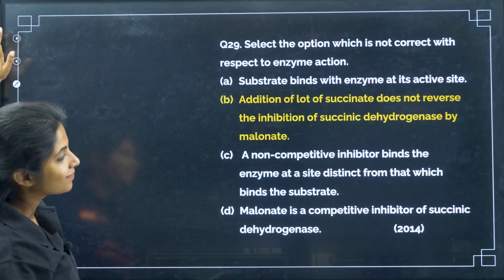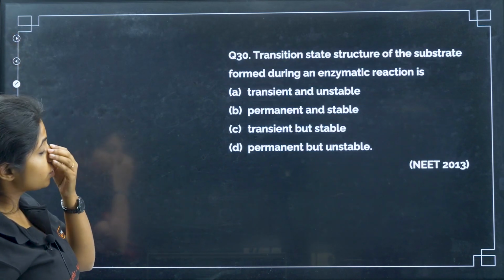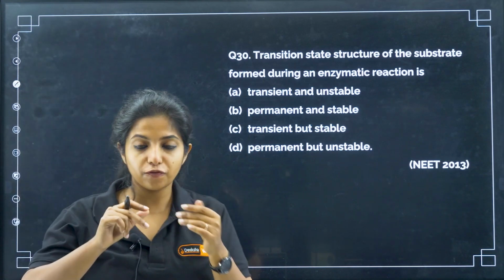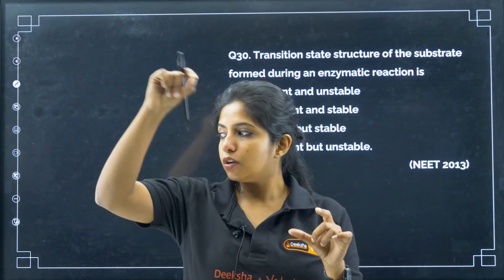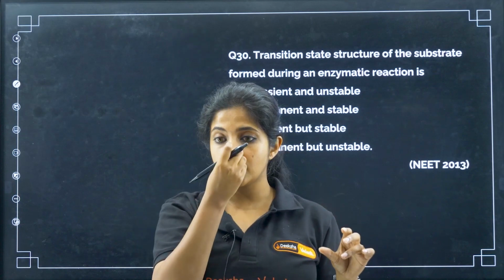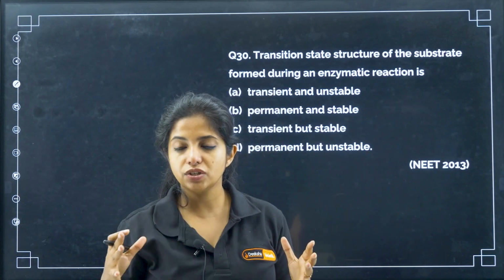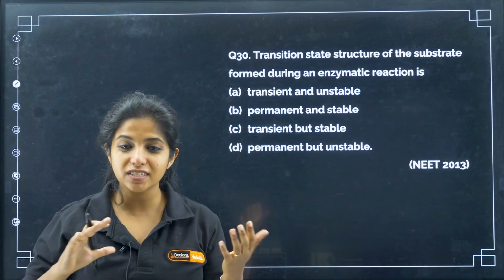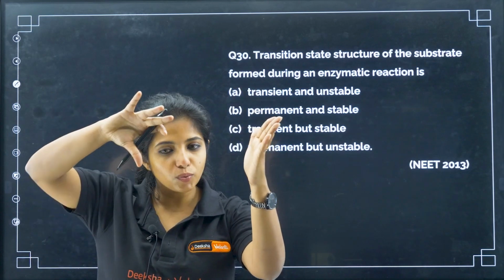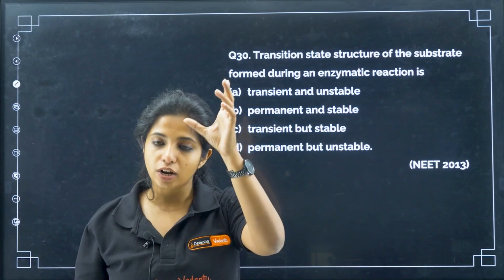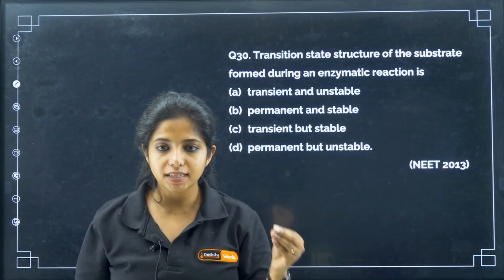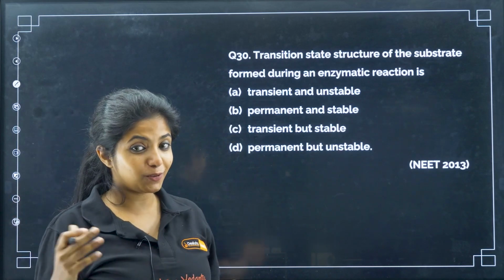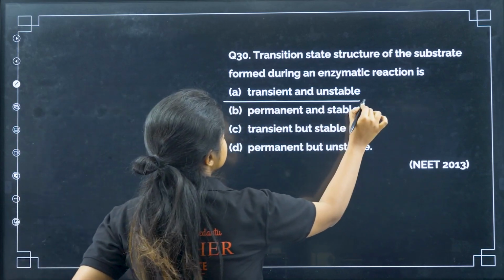Cool? Okay. Transition state structure of the substrate formed during an enzymatic reaction is, I told you, there is a substrate becoming a product, and there is a state in between, known as the transition state. And this transition state structure, my dear children, what do you call it? Transient. It is transient and unstable. Transient as in it is not forever there, it is going to change to something else. That is why it is known as transient, and it is totally unstable as well, which is why it converts into what? The product. If it were stable, probably it wouldn't be converting into the product. So it is transient and unstable.